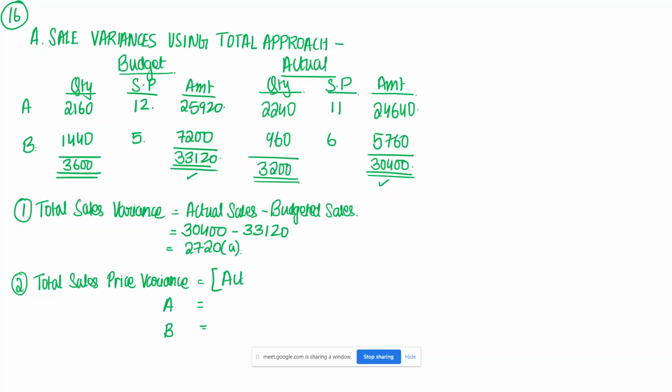That means actual selling price minus budgeted selling price into actual quantity. So that would be 11 minus 12. I was supposed to sell it for 12, but I sold it for 11. Bad for me. Into 2240. 2240 adverse.